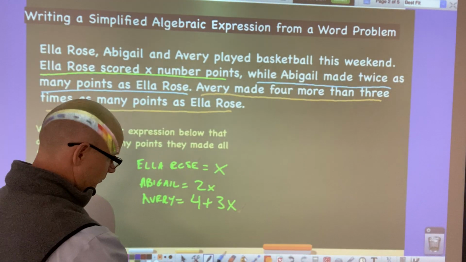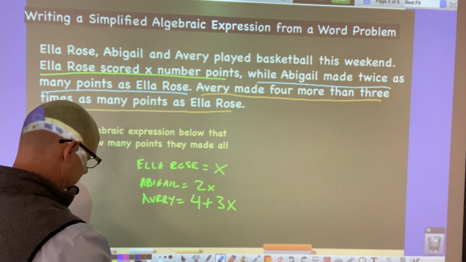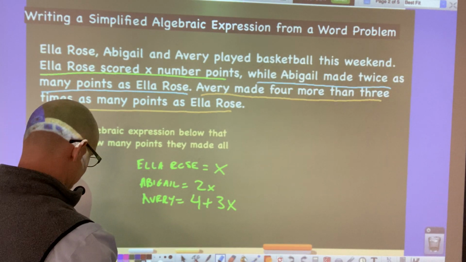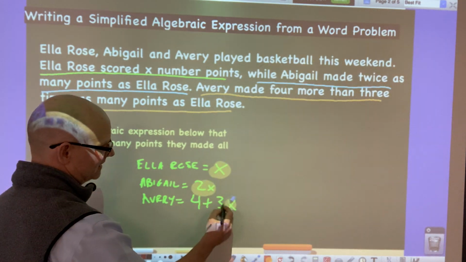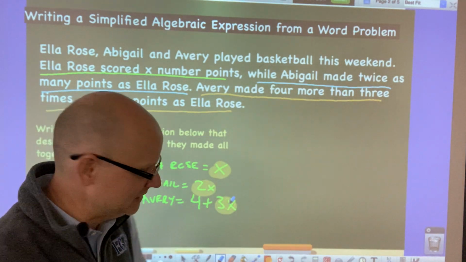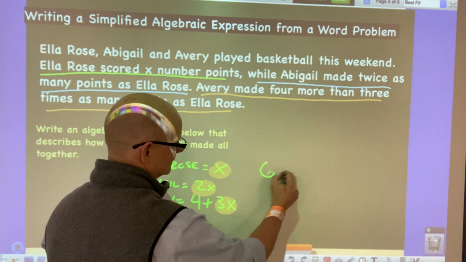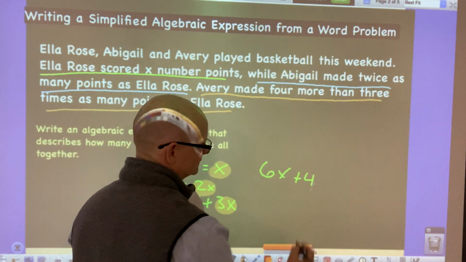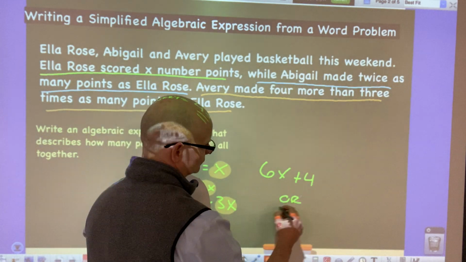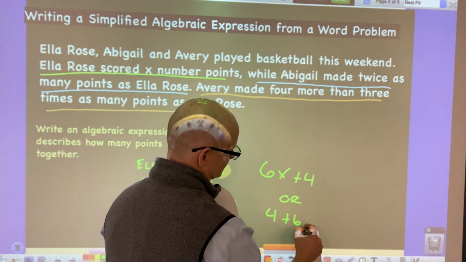So what do I have here? I have an X, a 2X, and a 3X. Well, how many X's does that give me? That gives me 6X. And then I have a plus 4. So you would write 6X plus 4, or some students might write 4 plus 6X.